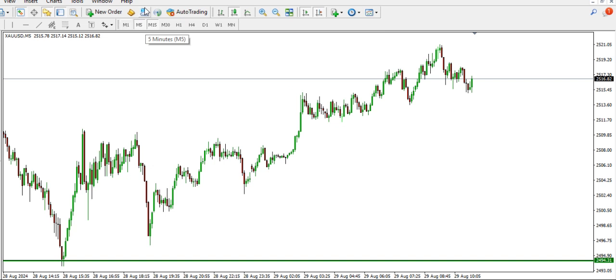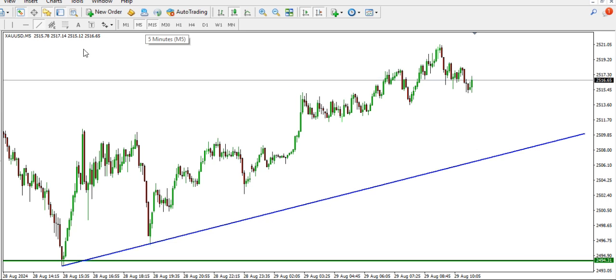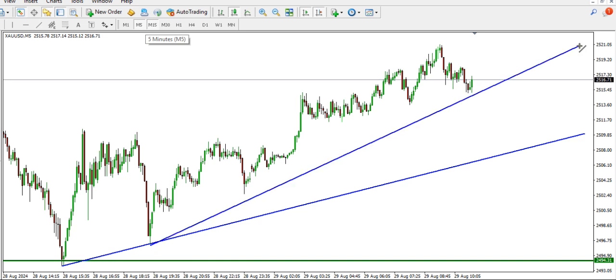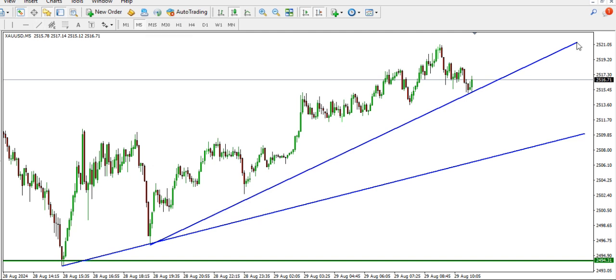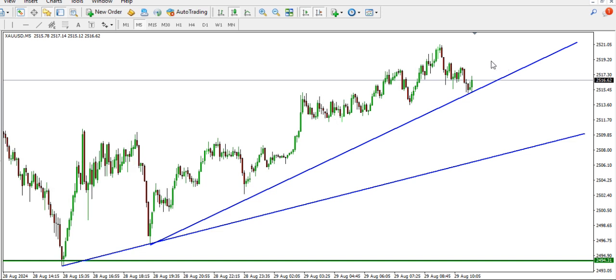On the 5 minutes time frame, price of gold is currently bullish. So you might want to look out for more buying opportunities on the 5 minutes time frame, as buyers continue to push price up. So that's that for today's video.